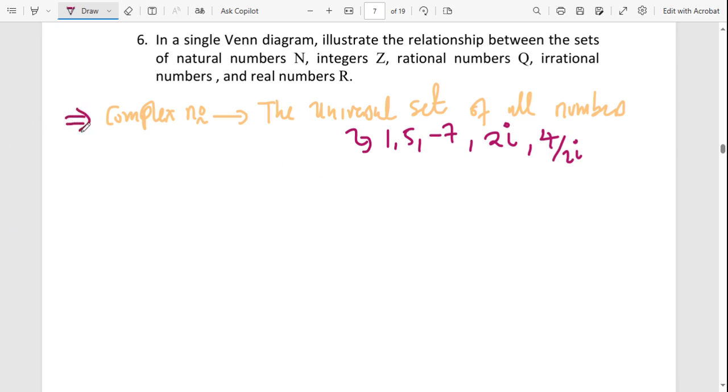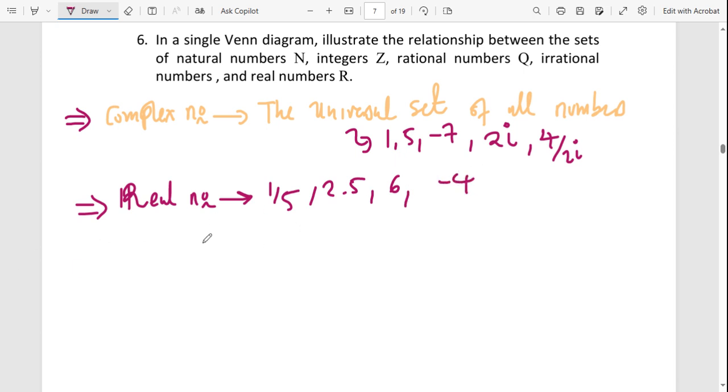After the set of complex numbers, we are going to have the set of real numbers. Now the set of real numbers, these are numbers except what has got an i. Any other number, as long as it does not have an i. So basically a real number is part of the complex numbers, except that it doesn't have an i. So whether a fraction, 1 over 5, 2.5, 6, negative 4, all numbers, negative, positive, fractions, decimals, all those we call real numbers.